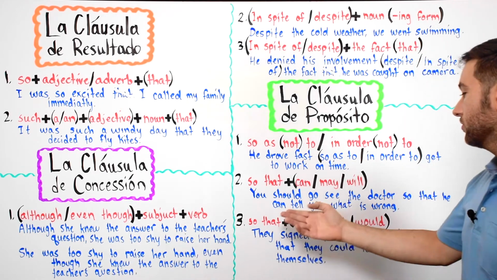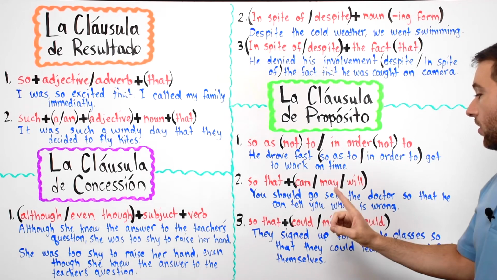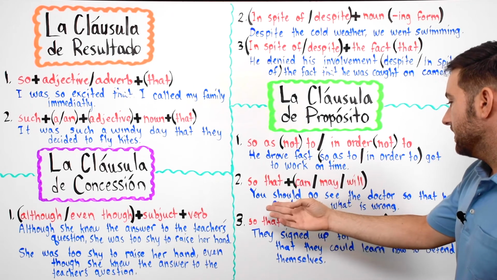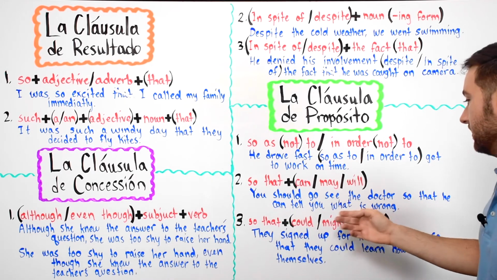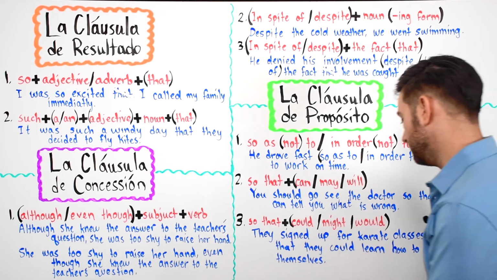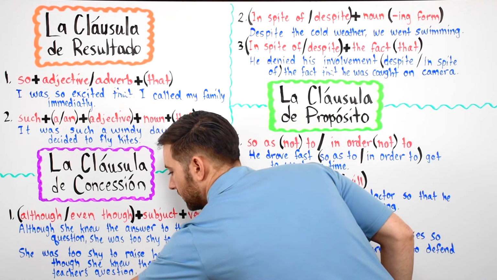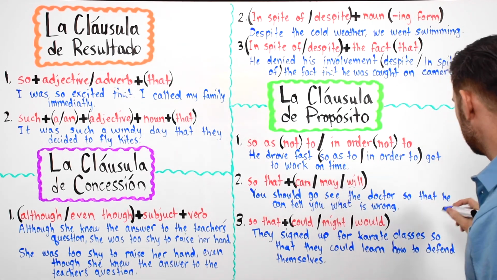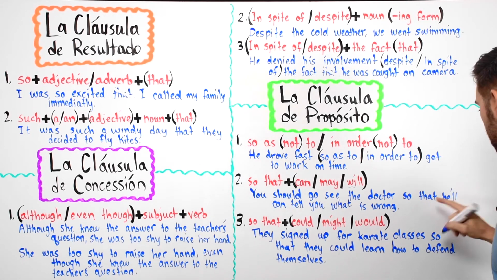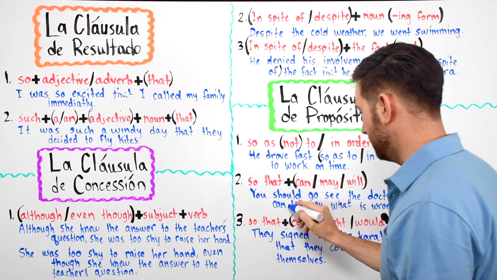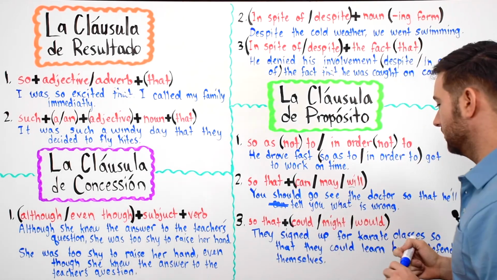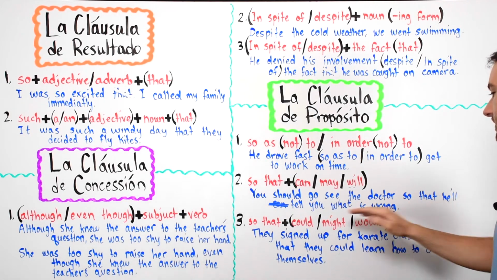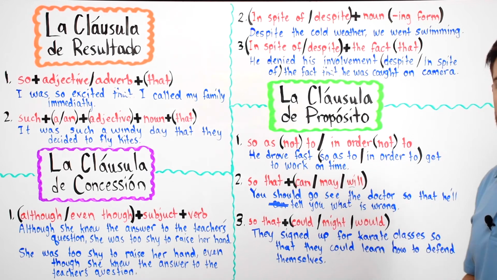Okay, so you should go see the doctor so that he can tell you what is wrong, or you say you should go see the doctor so that he'll tell you what is wrong. Okay, so if we want to use, for example, the word will, you can use the word will, but we'll put it right here, so that he'll, then we'll get rid of can, tell you what is wrong. Okay? You should go see the doctor so that he'll tell you what is wrong. He will tell you what is wrong.